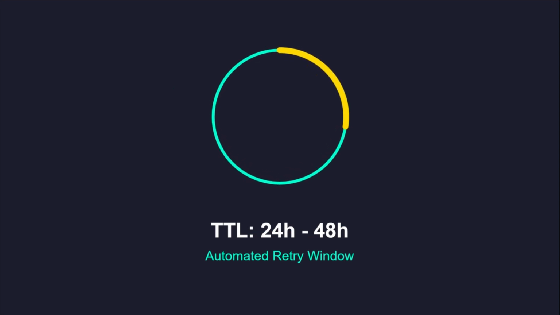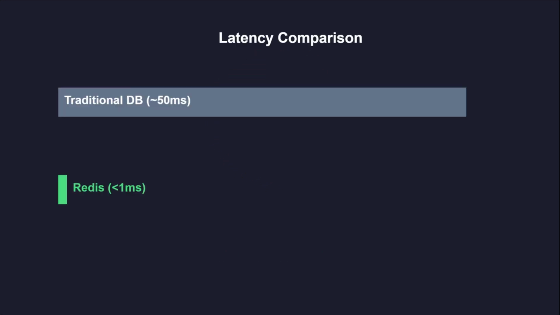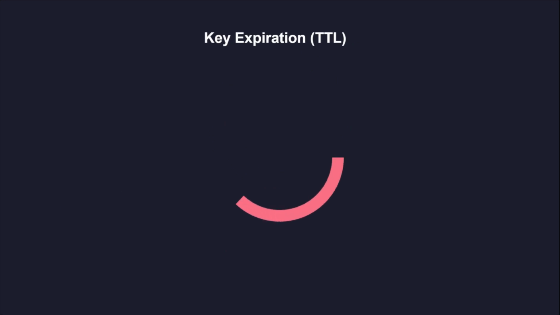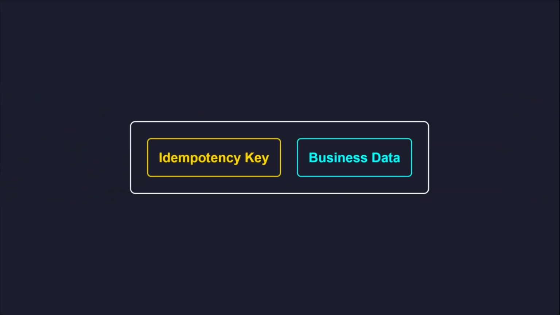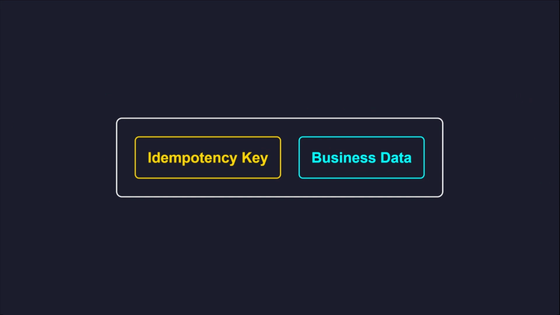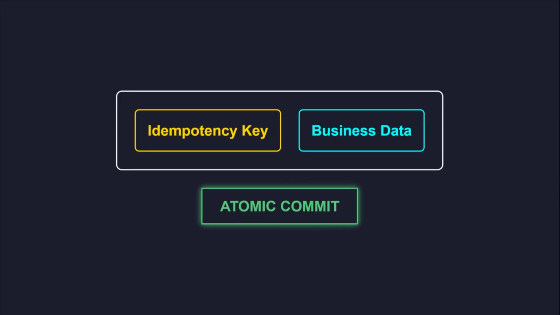Idempotency keys should not be stored forever. Implement a time to live of 24 to 48 hours, which covers the typical window for automated retries. Redis is ideal for idempotency storage because of its sub-millisecond latency and built-in support for key expiration. It handles high throughput with minimal architectural overhead. Storing the key in your relational database ensures strict consistency. You can save the idempotency record and the business data within the same atomic commit.